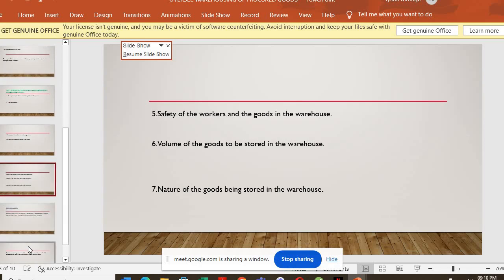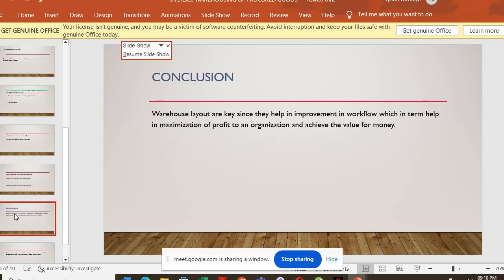Number four, we also look at the duration of those particular goods. We have goods that may go out easily. They are high on market, high on demand. So with this one you consider the type of warehouse design. Now students, the list is so long. Safety of the workers, volume of the goods. The list is so long, so you can continue reading.